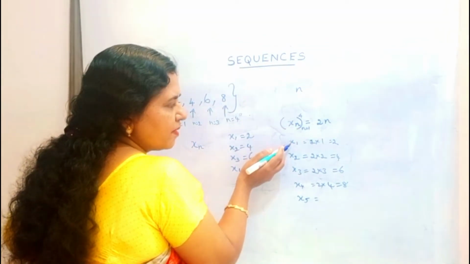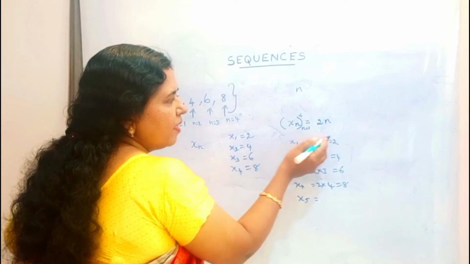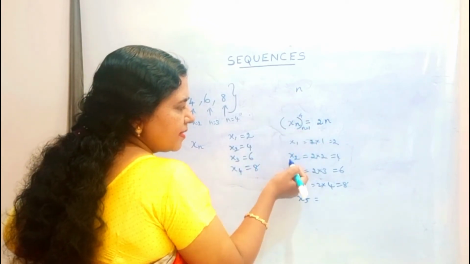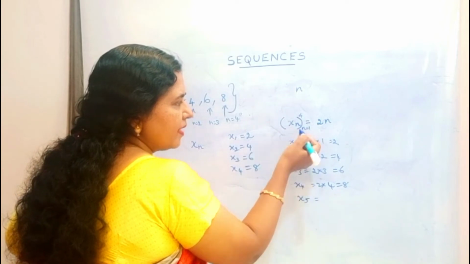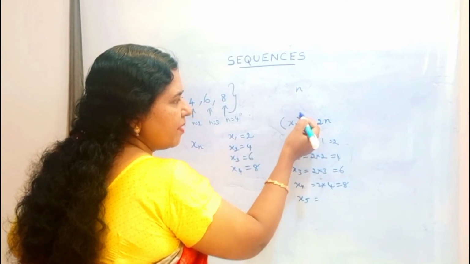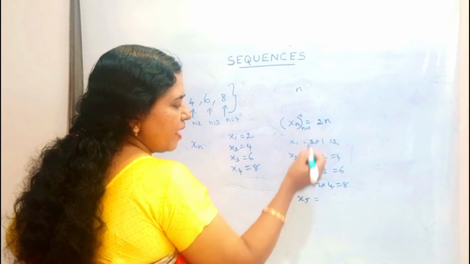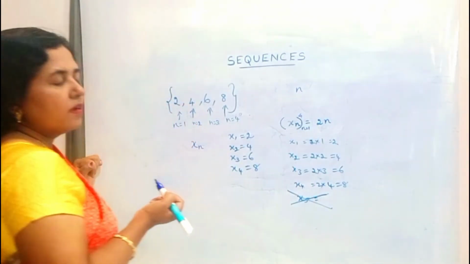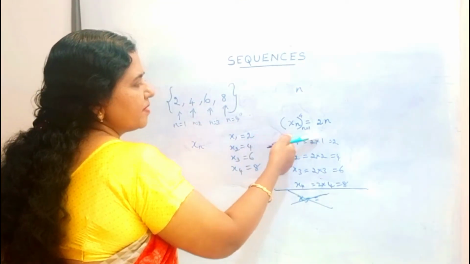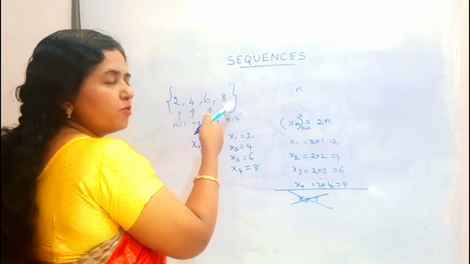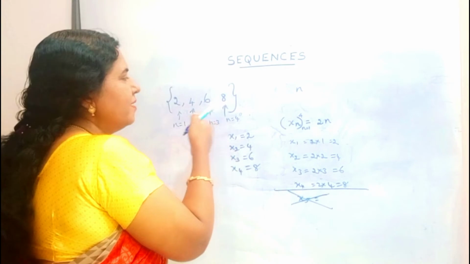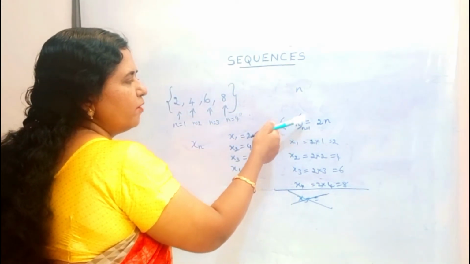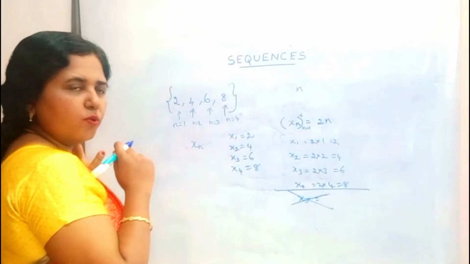So first we substitute the value of n is equal to 1. We have got the value of x1, and in the next case it becomes x2, and the next it becomes x3, and the next it becomes x4. That is the last value. So we will be stopping here. There is no need to continue. Now this becomes an expression corresponding to the terms present in the given sequence. That is xn, for n is equal to 1 to 4, it is equal to 2n.